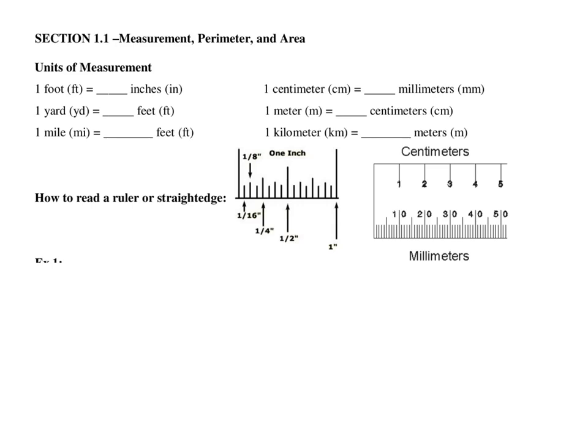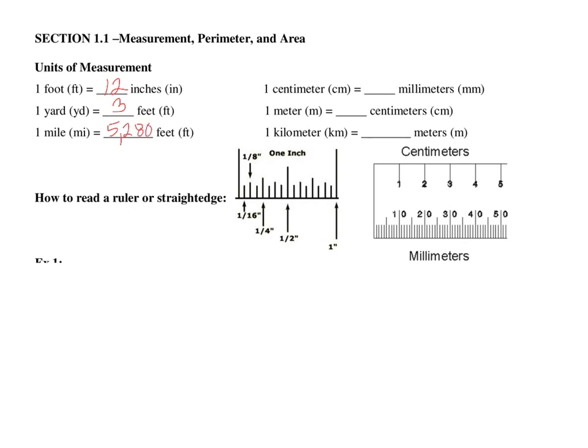Alright, starting lesson 1.1, first thing we're going to do is talk about the units of measurement. And 1 foot is equal to how many inches? That would be 12. Alright, 1 yard is equal to how many feet? That would be 3 feet. And 1 mile is equal to how many feet? 5,280.